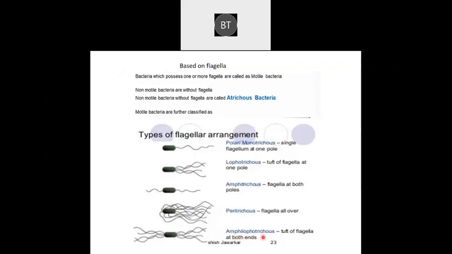Amphilophotrichous means tuft of flagella at both the ends. So this amphilophotrichous is a combination of these two. That is, they have flagella on both the ends as in amphitrichous, and also they are in the form of tufts.